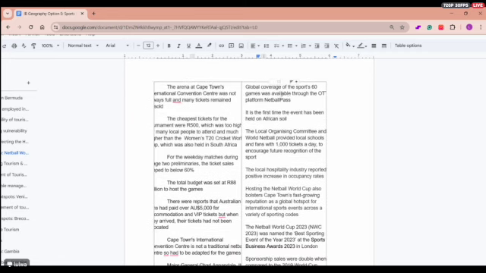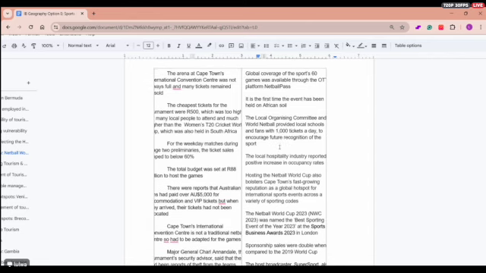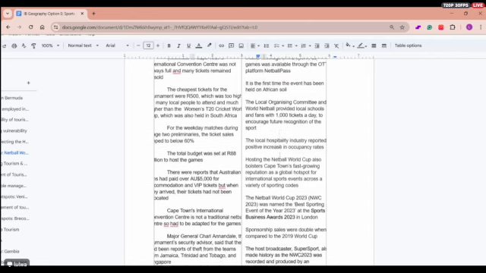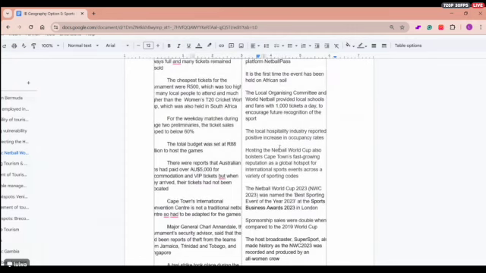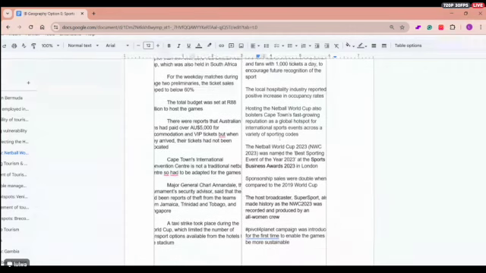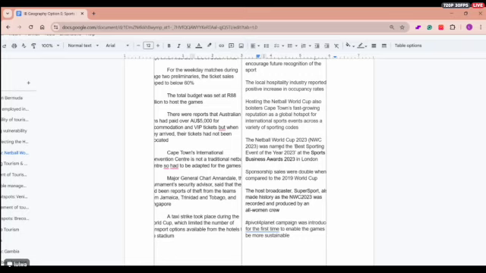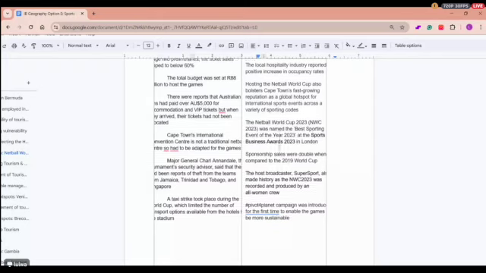However, global coverage of the games was available, and it was the first time the event has been held on African soil, and the local hospitality industry reported a positive increase in occupancy rates, and the Netball World Cup in 2023 was named the best sporting event of the year at the Sports Business Awards in London.